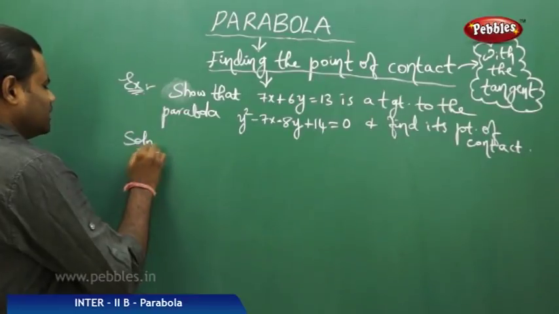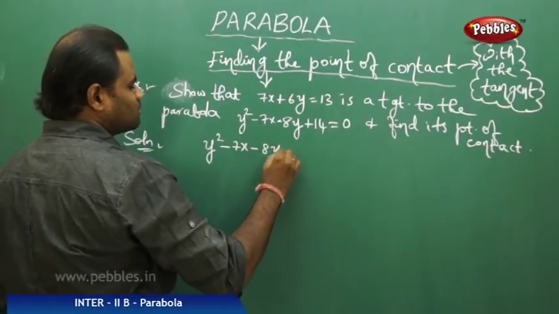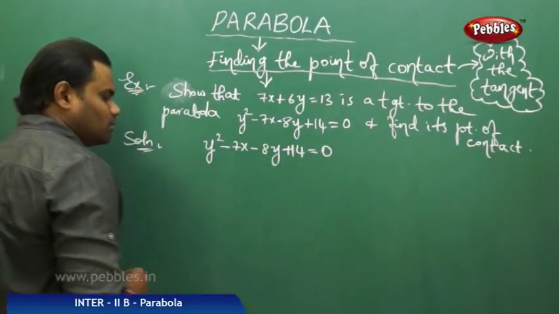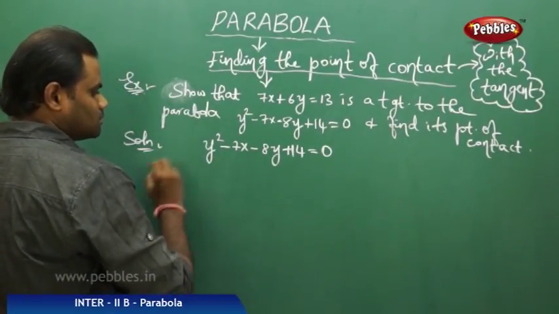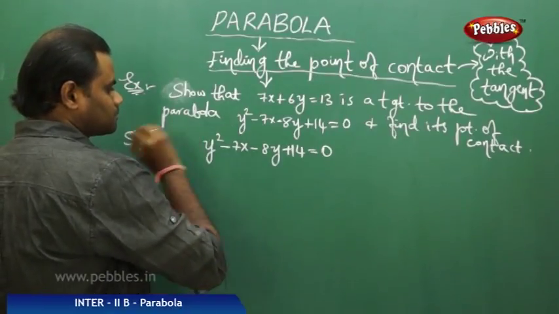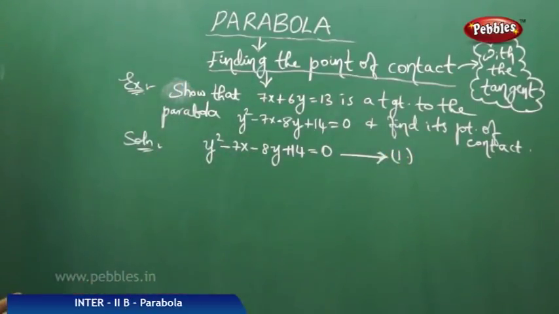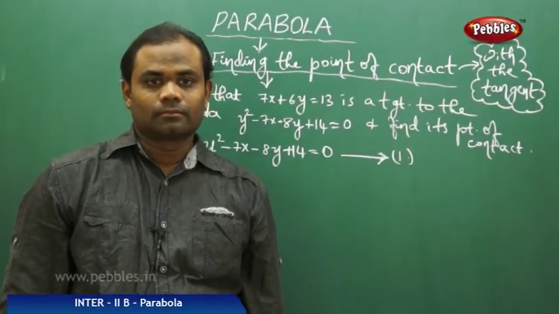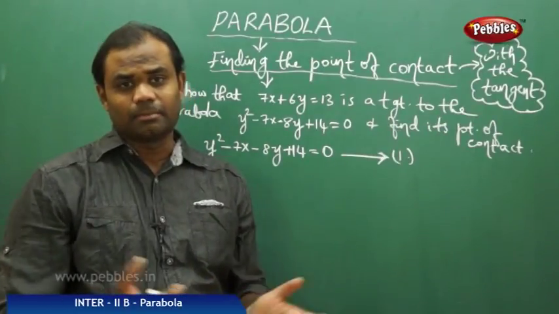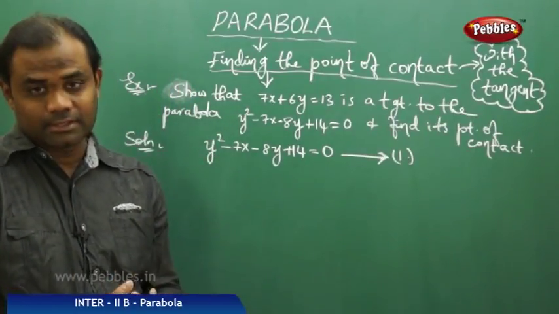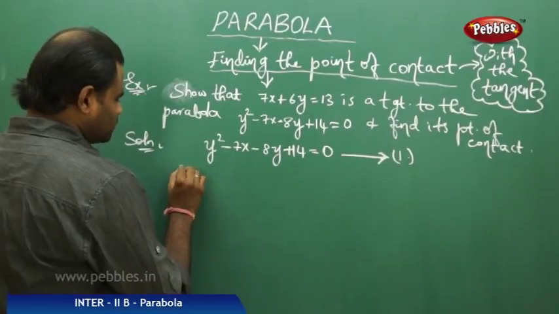So in this case, clearly the parabola given is y squared minus 7x minus 8y plus 14 equal to 0, which on further simplification gives us, let me take this as equation 1. Now we have the condition that the line lx plus my plus n is a tangent to the parabola y square equal to 4ax if n square is equal to l n. So let's initially take this in the standard form.